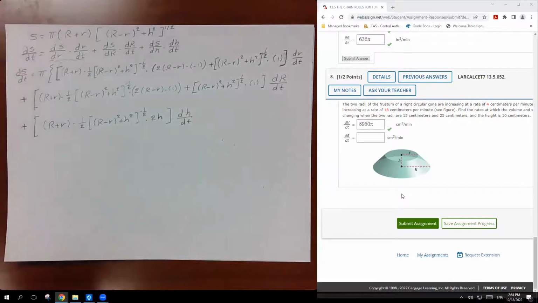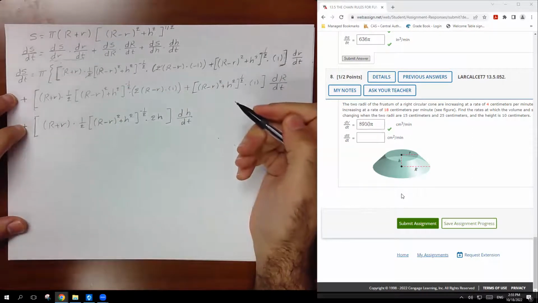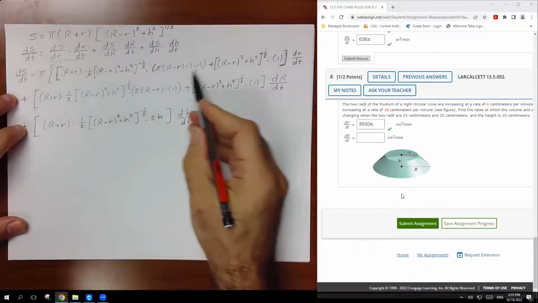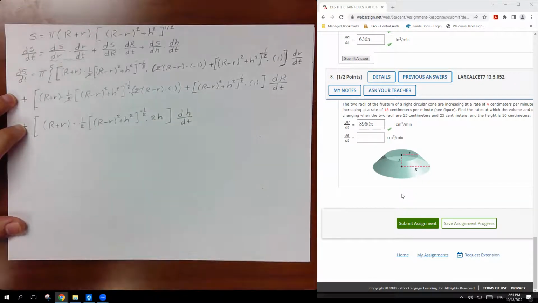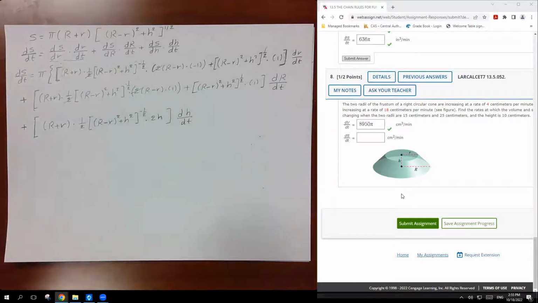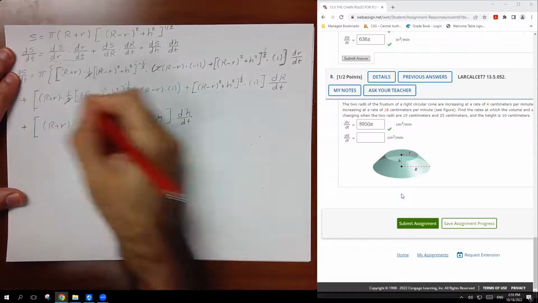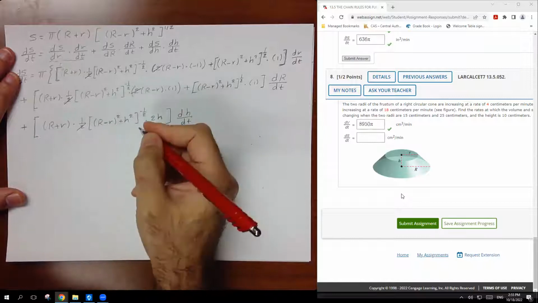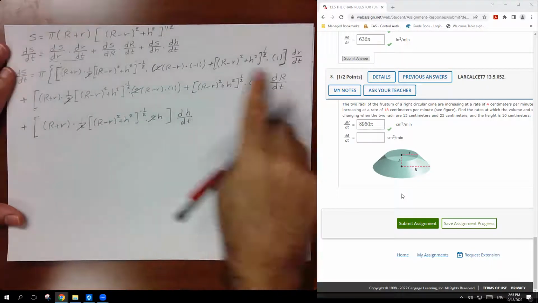Now let's check. Can we simplify it? This 2, I can cancel it with this one. What else do we have to cancel here? Nothing. Here, this 2 cancels with this one. This one cancels with this one, and this one cancels with this one, and this one cancels with this one. Now the next part is let's plug in, because we already have almost all the information here.